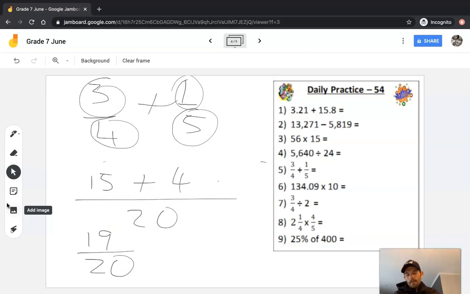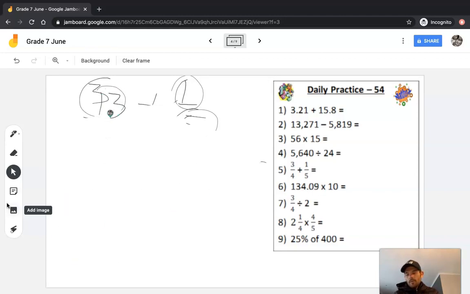Okay? We are multiplying by 10 in question number 6, and you know that when you multiply by 10, your number becomes one place bigger, so that's going to be 1,340,9. Okay.